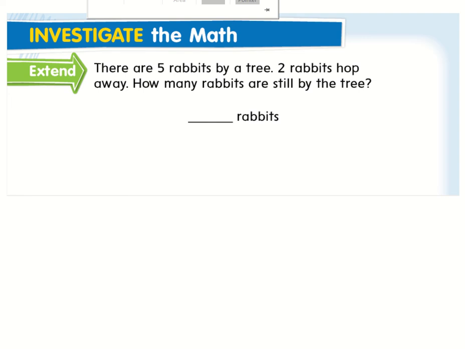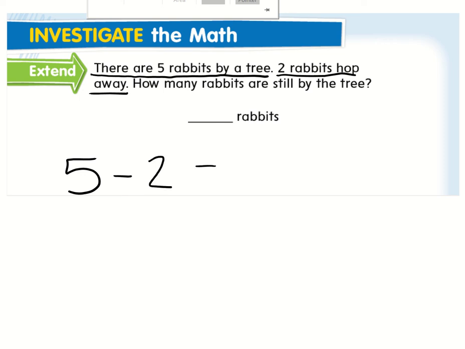At the top here it says that there are 5 rabbits by a tree. So that's the first thing that we're going to write down. So I've got 5. Now it says 2 rabbits hop away. So I have to think to myself, what's happening in this problem? I've got 5 rabbits by a tree and 2 rabbits are hopping away. So it sounds like there's rabbits going away. How many rabbits are still by the tree? So I know that I need to take away those 2 rabbits.